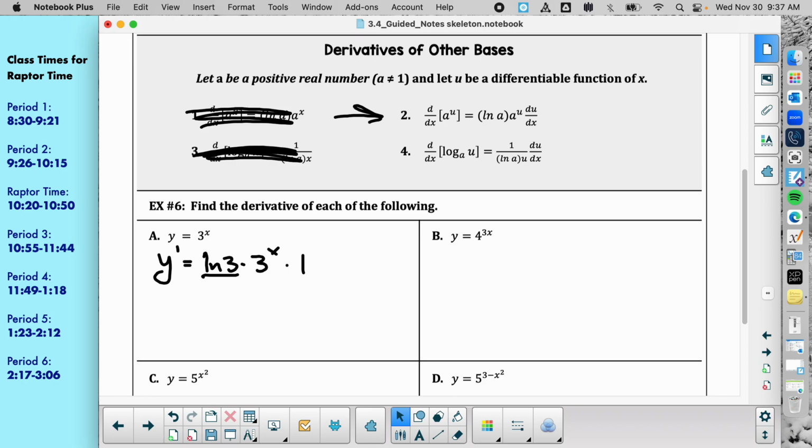33. Oh, that's great. Okay, how do we do this one? It's ln 4 times 4 to the 3x times 3. Perfect.